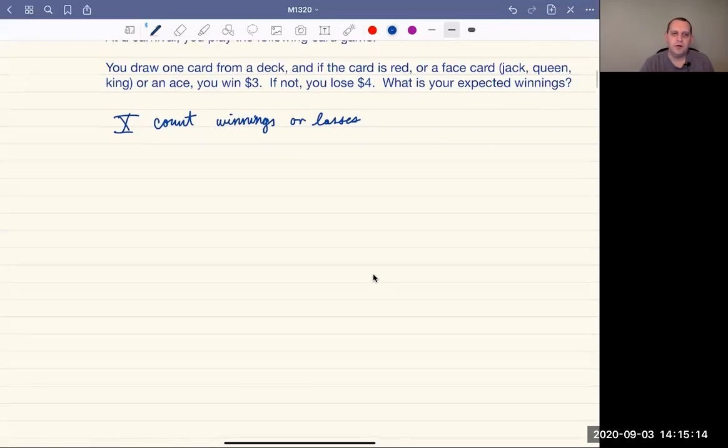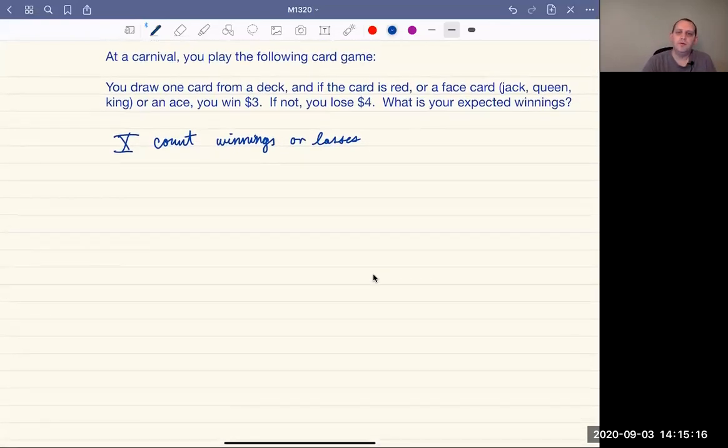All right, in this video, I want to do another expected value problem, but we're going to do it from a money perspective. We're going to have a card game where we pick one card from a standard deck, and if the card is red, if the card is a face card, or if the card is an ace, we win $3. Face cards, by the way, I mean Jack, Queen, or King. So if it's red, a face card, or an ace, we win $3.